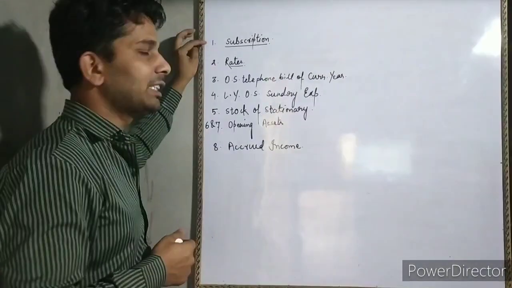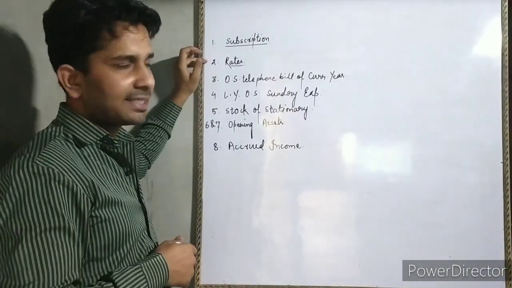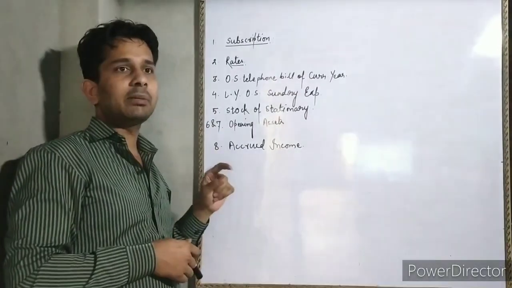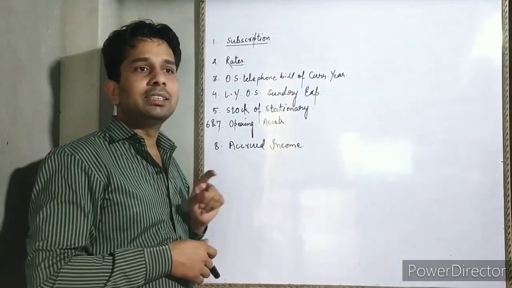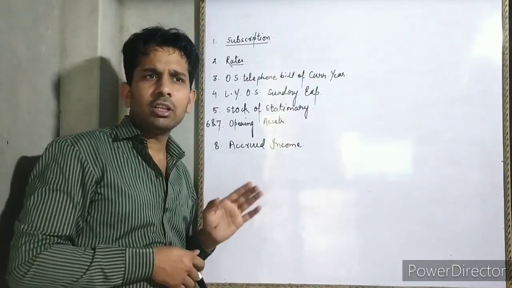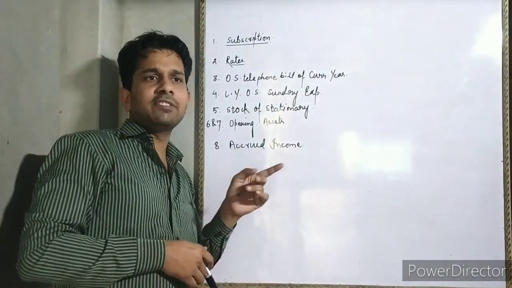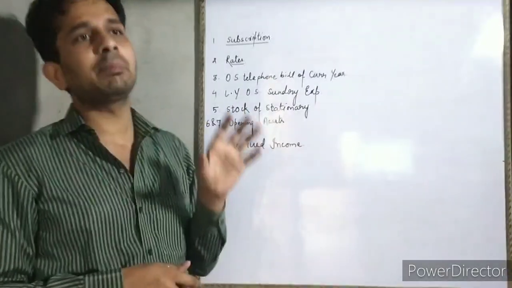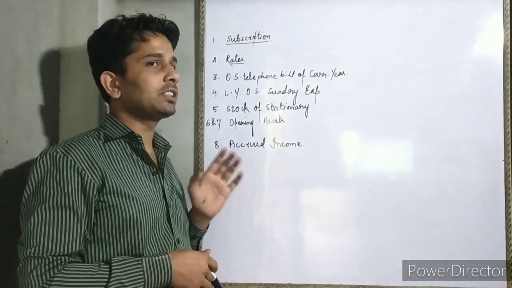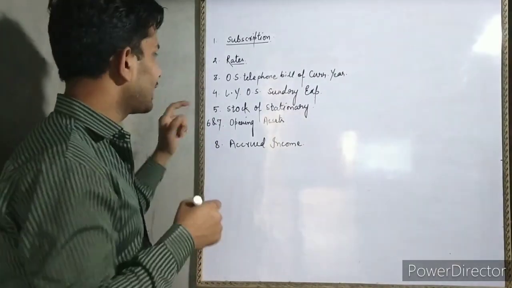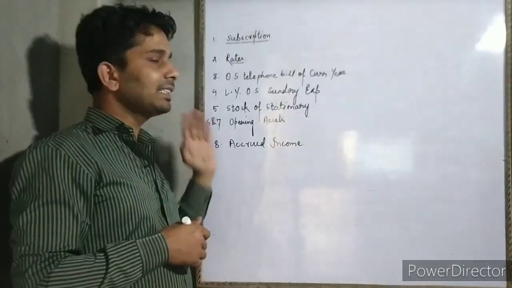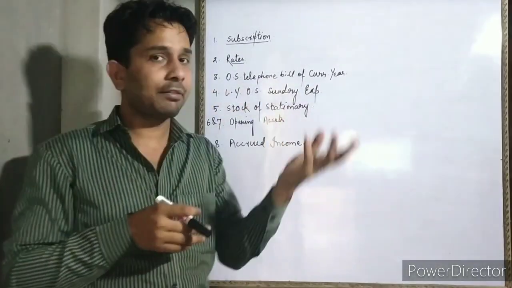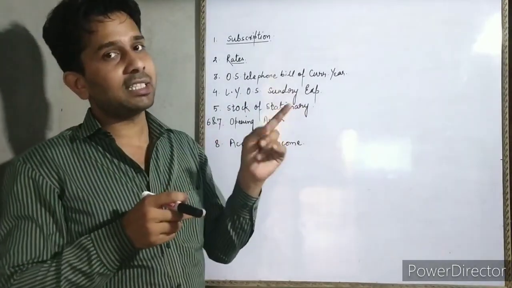The first adjustment is related to subscription, the second is related to rates, and the third is related to the outstanding telephone bill of the current year. Current year means the question already mentions that there was an outstanding telephone bill of rupees 1400 on March 31st, 2015, and we are preparing the income and expenditure account with the help of the receipt and payment account for the year ending March 31st, 2015. So it will be treated as current year. The fourth is last year's outstanding sundry expenses. We all know what we have to do if the outstanding expenses are of the current year, and what we have to do if they are of the previous year.